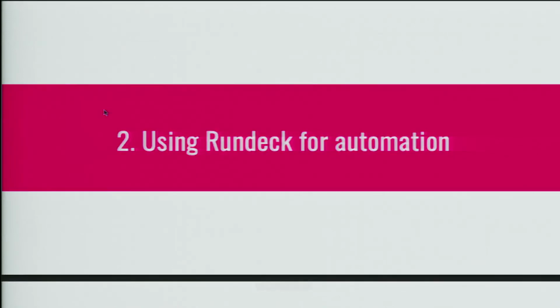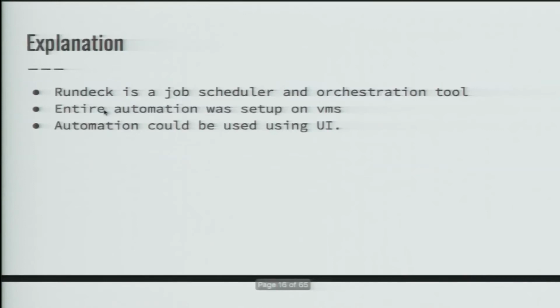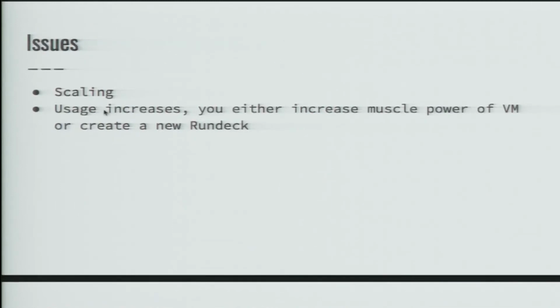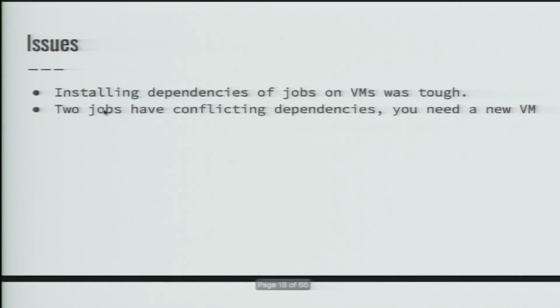And yeah, then there is using Rundeck for automation. So we are using the community version of Rundeck, because of which scaling was an issue. There are no multi-cluster nodes in the community edition, just one VM. So either increase muscle power or create a new Rundeck.